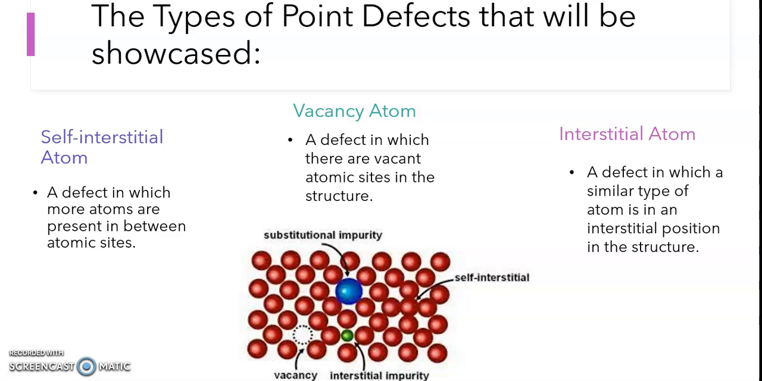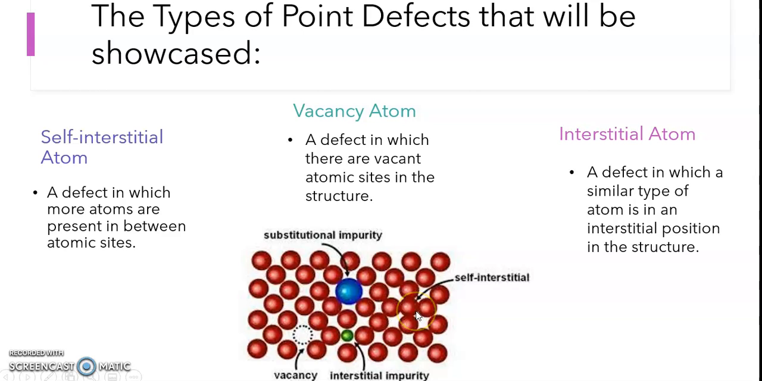Here I include a picture that shows each of the point defects. Now, as for the substitutional impurity, I do not include this in my 3D model, but it is shown here, and you can see that it is a different color. It is in between all the other atoms. It disrupts the pattern of the atoms, and that's why it is a defect.